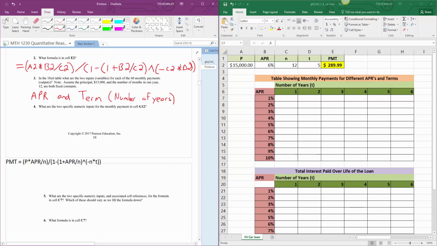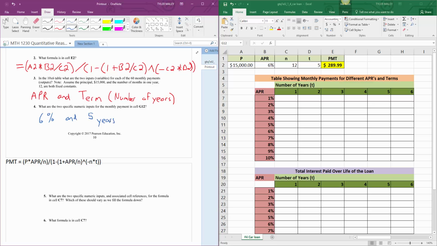Good. So number 4 says, what are the two specific numeric inputs for the monthly payment in cell G12? Cell G12 is here, where my cursor is. That's in the 6% row, so we would write that down, 6%, and it's in the 5-year column, so 5 years. So for that specific box, these would be the two inputs, and the output would be whatever value Excel is showing in that box in that table.